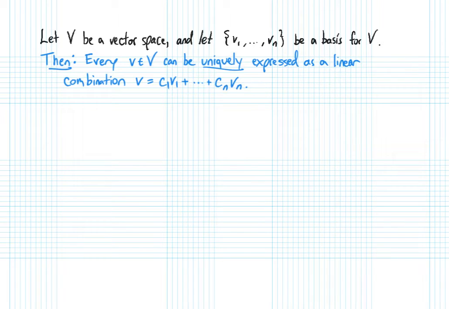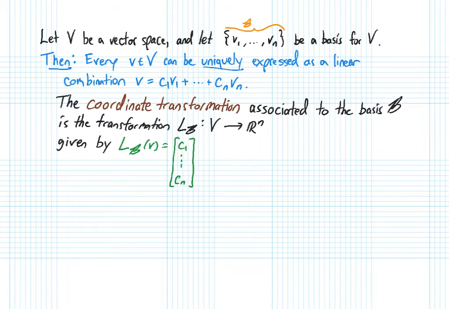This process of going from V to the linear combination of the basis elements gives us a transformation that's called the coordinate transformation. If we call the basis B, then the coordinate transformation associated to B is the transformation that goes from V to Rn, which takes the element v and gives you the vector whose entries are the coefficients when you express v as a linear combination of the basis vectors.